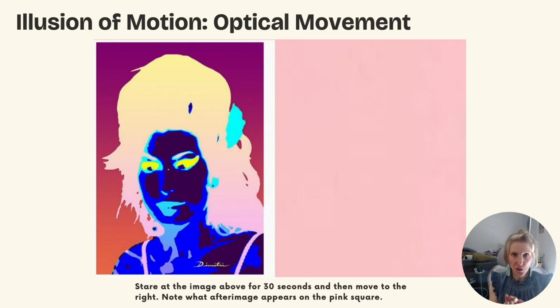Now, before I introduce this next kind of approach to illusion of motion, I want you to do an activity. I want you to stare at the image of Amy Winehouse on the left for 30 seconds. And then after those 30 seconds are done, I want you to move to the pink square on the right. So hold your stare at the image on your left, and then after 30 seconds, move to the image on your right, and note what kind of after image appears in the pink square.